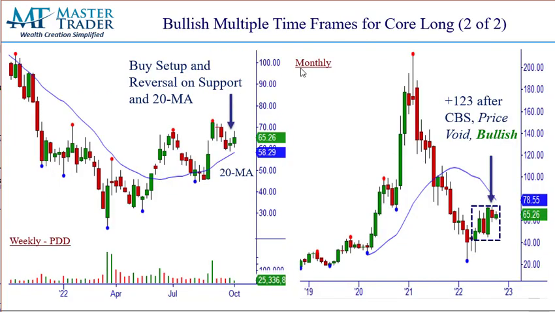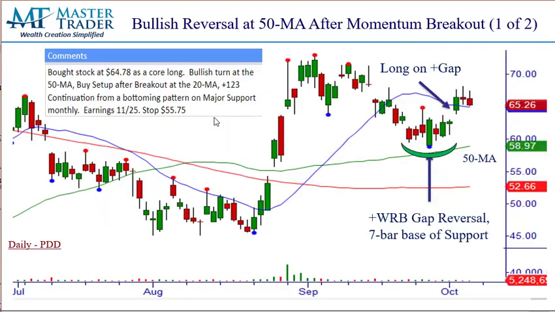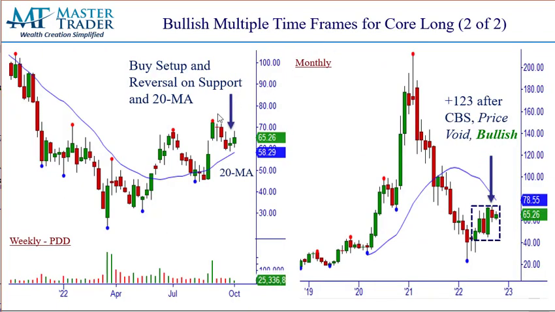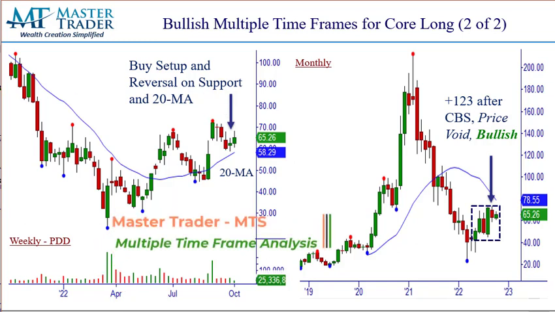Now let's look, same stock, weekly and monthly time frame. So the weekly chart, this was my momentum move on the daily, these 2 weeks, right? 1 week is 5 trading days. So these 10 trading days was this big momentum move there. On a weekly chart, I did get a buy setup, and it traded over the prior week's high with a price void. So the weekly confirms the bullishness of the daily chart.